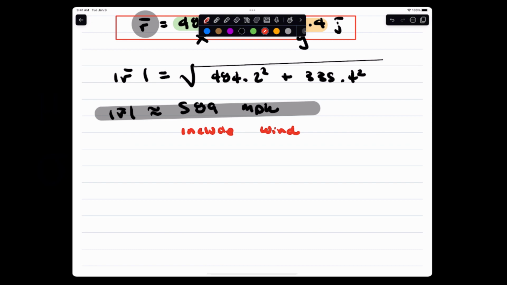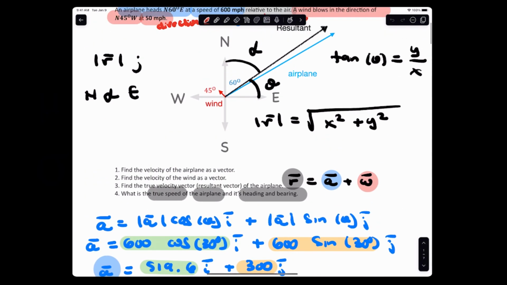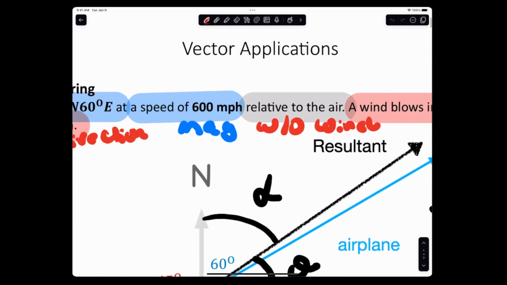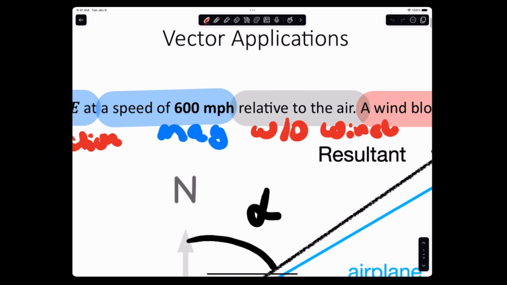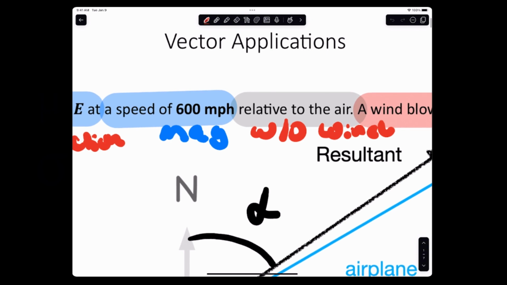Now let's compare that 589 to the original. Remember, originally this airplane was traveling at 600 miles per hour. That's without the wind. But the effect of the wind on this airplane is 589 mph. It slowed the airplane down.